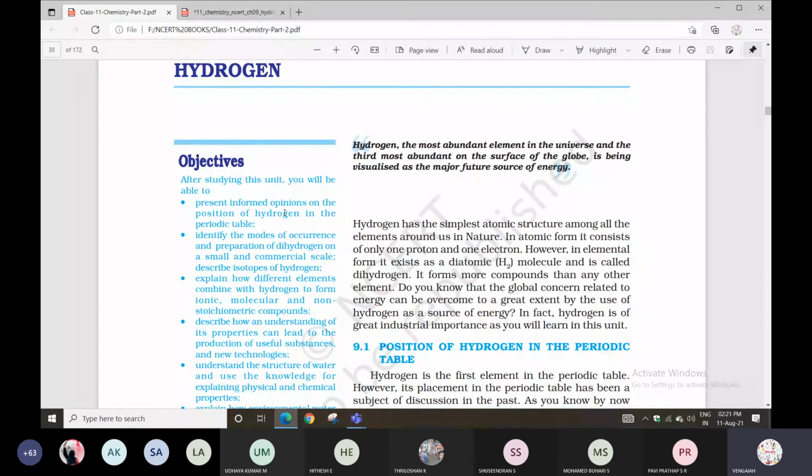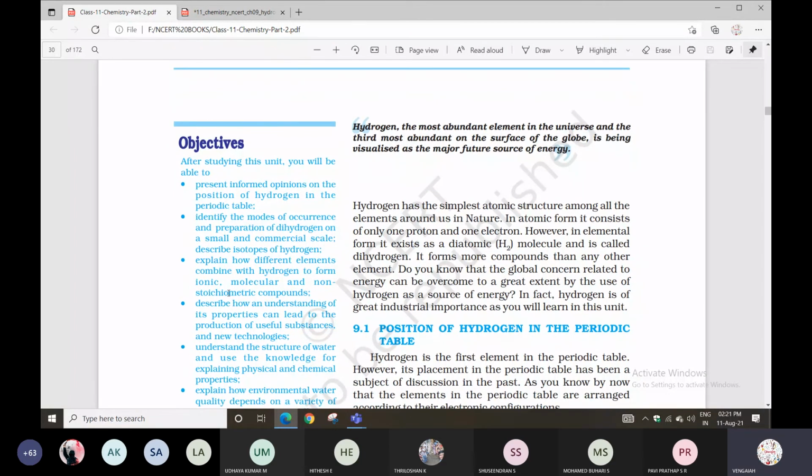Next one is identify the modes of occurrence and preparations of dihydrogen on a small and commercial scale. Describe the isotopes of hydrogen. They gave an explanation of the isotopes of hydrogen. We have three isotopes: protium, deuterium, tritium, and they explained the occurrence of hydrogen. Preparations of dihydrogen also we explained.